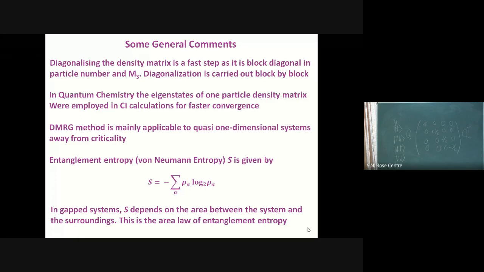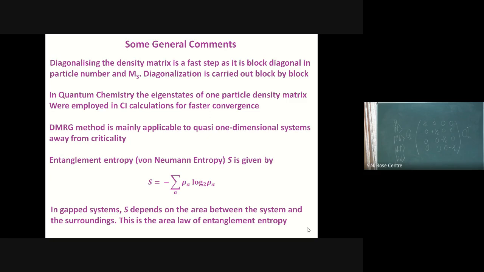So these are just comments. Diagonalizing the density matrix is a very fast step. Even if the density matrix is 1000 by 1000 or 2000 by 2000, you can sector them. It is block diagonal in both the number of particles and in the spin Sz, let us say. Because of that, each block can be diagonalized separately. So that's a very fast step, and the method is mainly applicable to one-dimensional systems which are away from criticality. If you have a zero gap, then you have a problem.